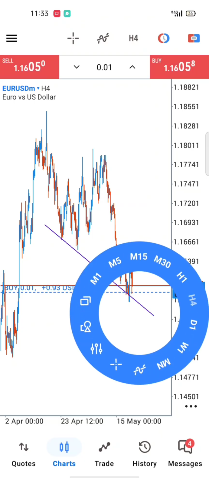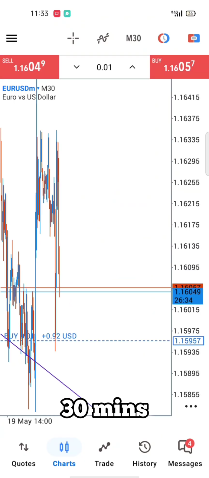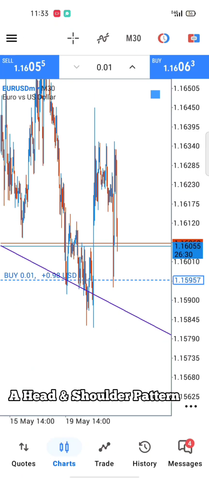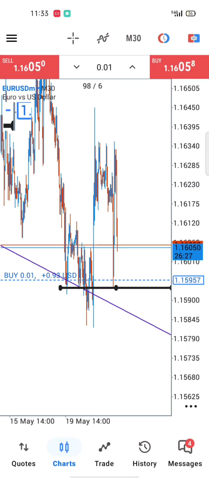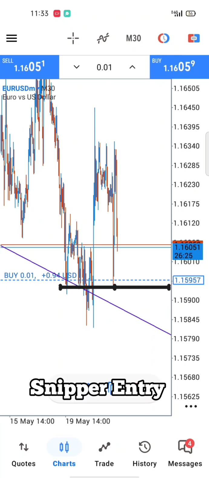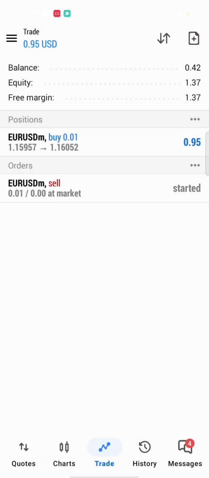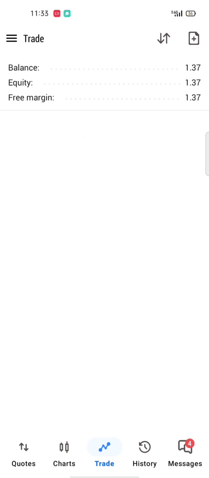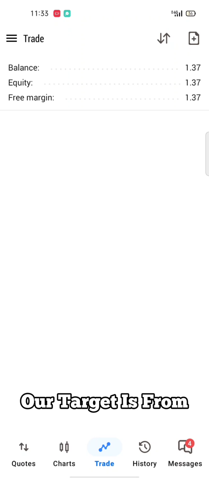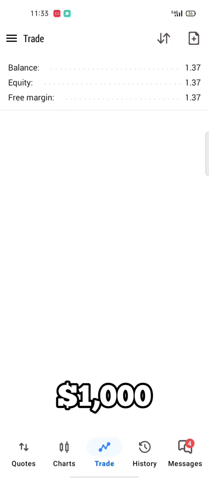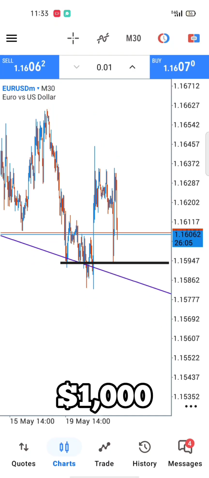And when we dived into the lower time frame, maybe the 30 minutes time frame, we mapped out a head and shoulder pattern at this very point, at our level, and we took a trade on a sniper entry, and it's currently giving us profit now. And currently I'm closing out trades in profit at this point, and we are now up $1.37. Let's take our next trade to go into our target. Our target is from 0.40 something cents to $1,000. Let's go to something very massive.